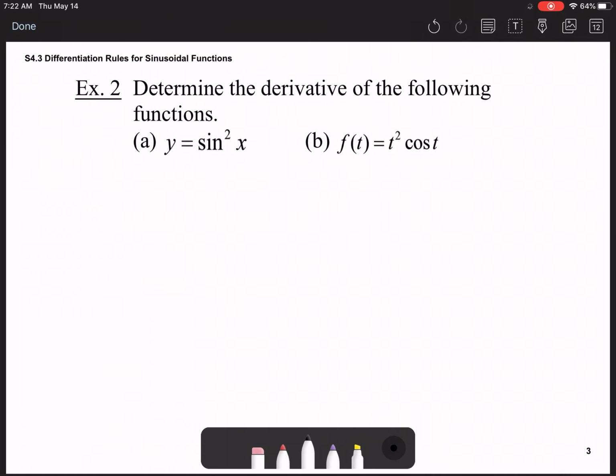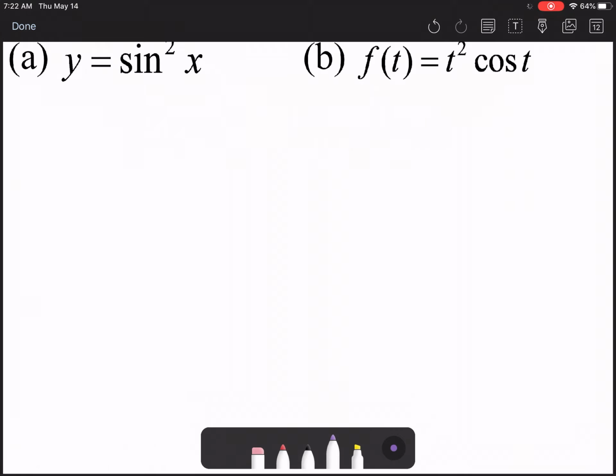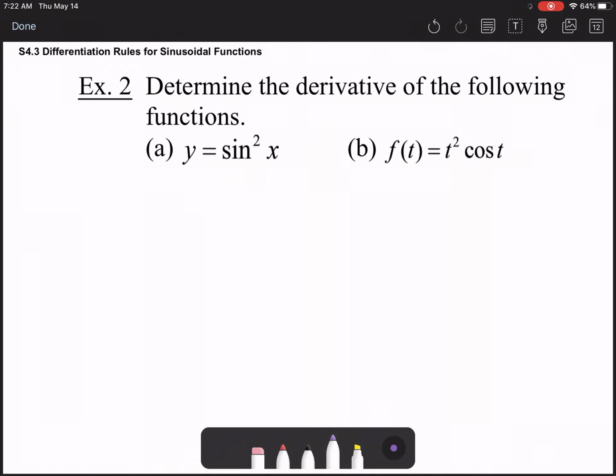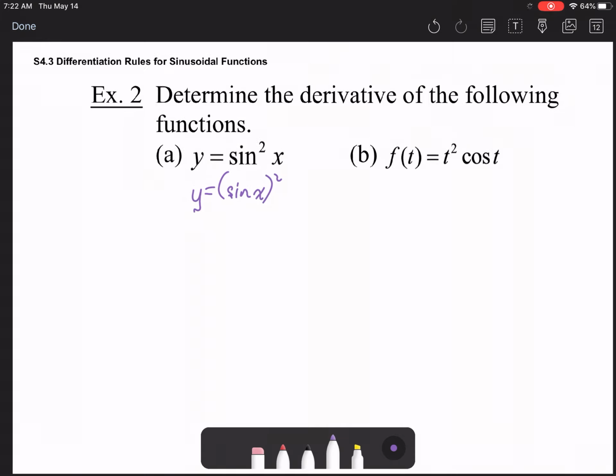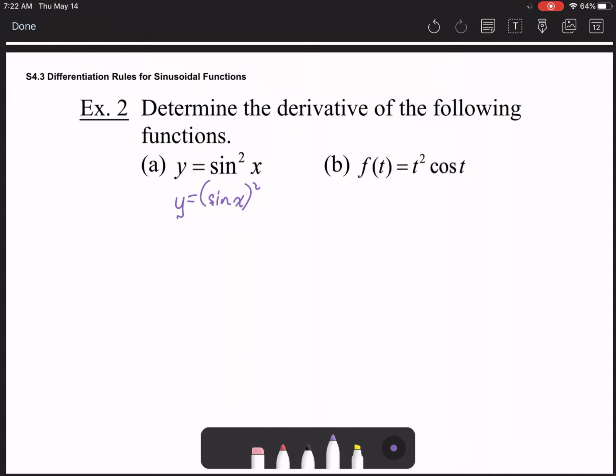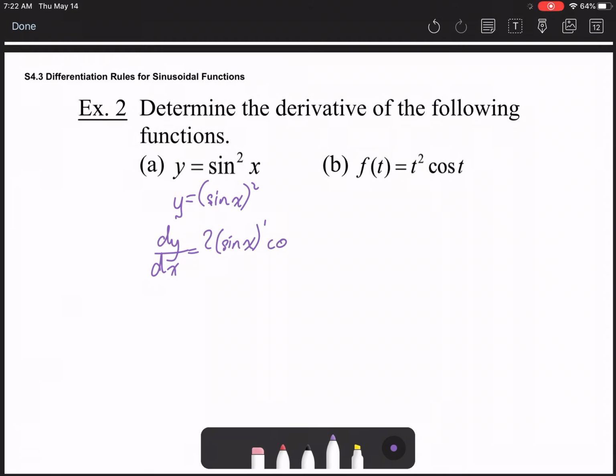Determine the derivative of the following functions. So these ones are going to start using other rules. First, realize that y equals sine squared x is the same as y equals sine x, all squared. So to find its derivative, take the 2, bring it down, leave the sine x alone, reduce the exponent by 1, find the derivative of sine x, which is cosine x.